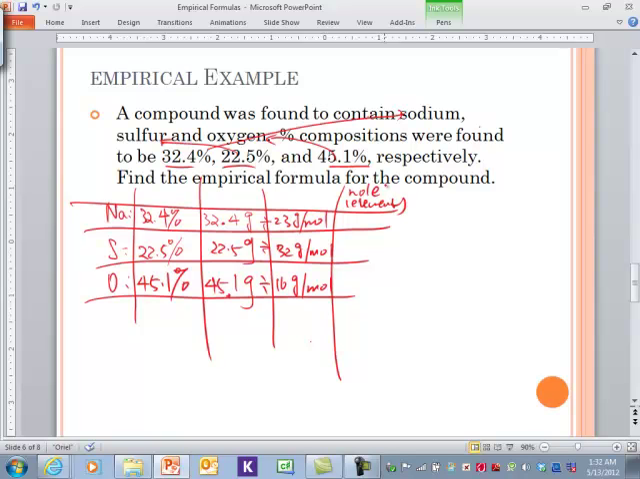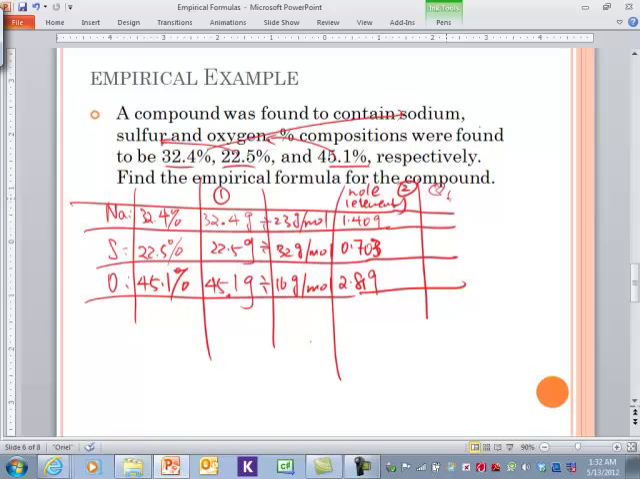Okay, so just a little bit of reminder, step 1, and now we have step 2. In this case you have 1.409 moles of sodium, 0.703 moles of sulfur, and 2.819 moles of oxygen. So we're going to still proceed.